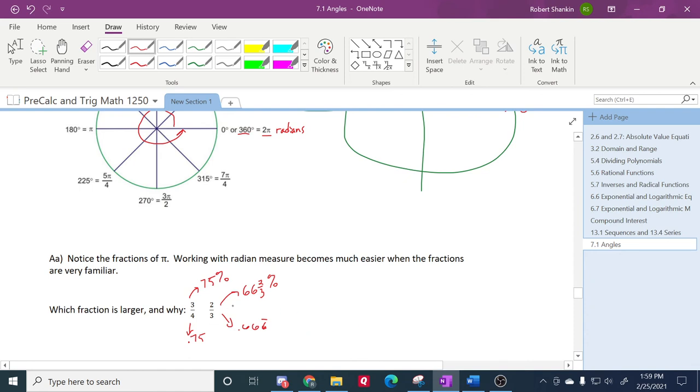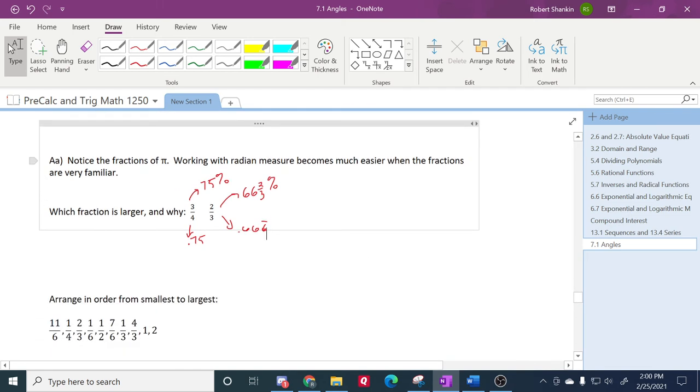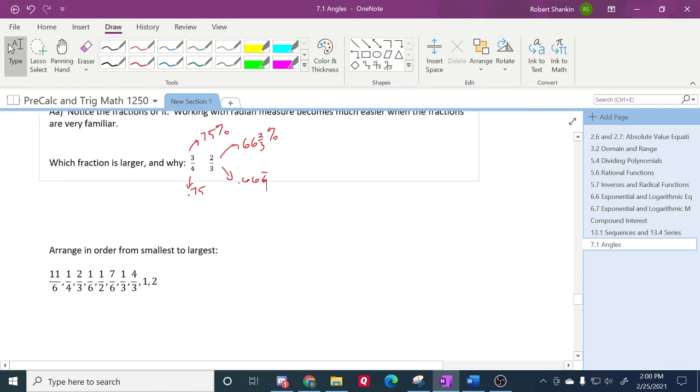Okay. And we can also look at it in lots of other ways too. If I was looking at a pizza, I'd much rather eat 3 out of 4 pieces of pizza rather than 2 out of 3 pieces of pizza, because the one part that I didn't eat is a bigger part on the 2/3. 1/3 of a pizza is bigger than 1/4. Lots of different ways to look at this. All right, so as quickly as you can, arrange these in order from smallest to largest. I'll give you a minute.